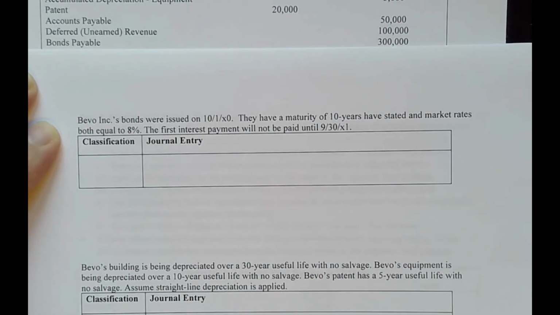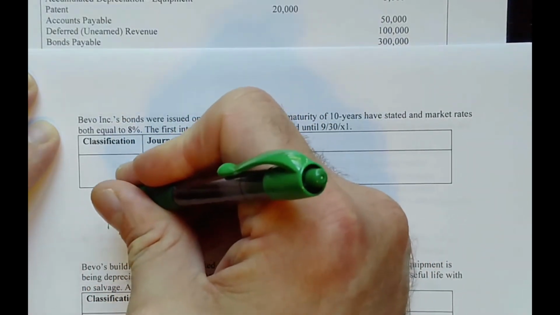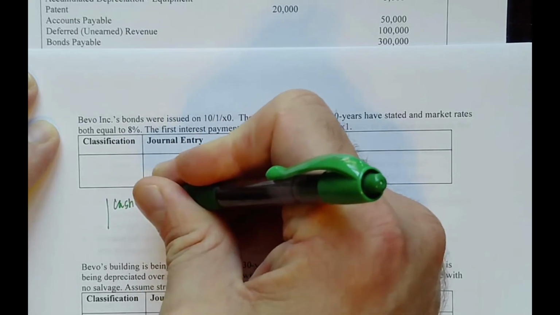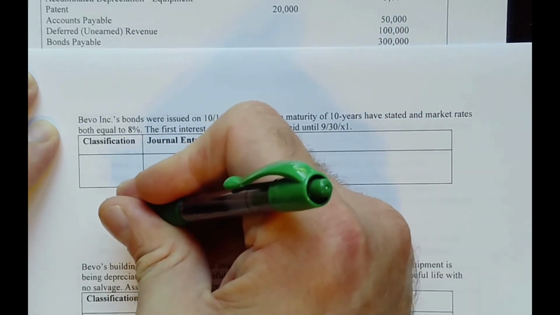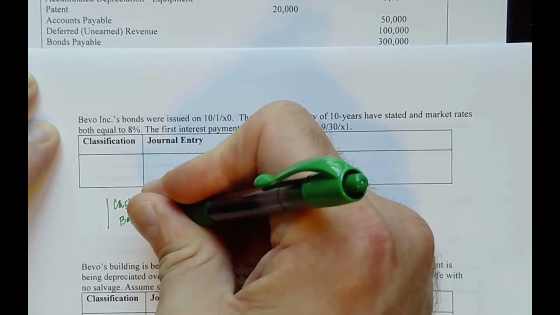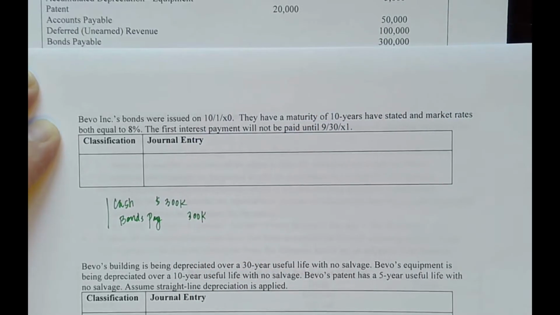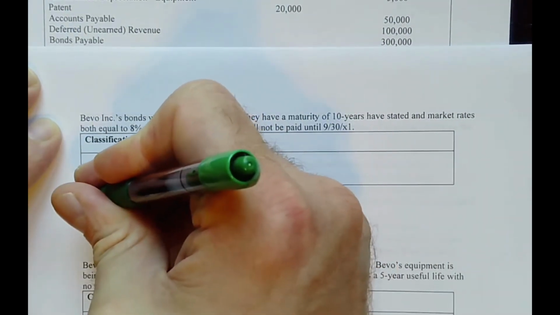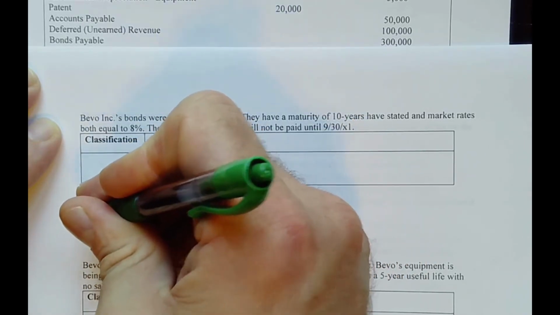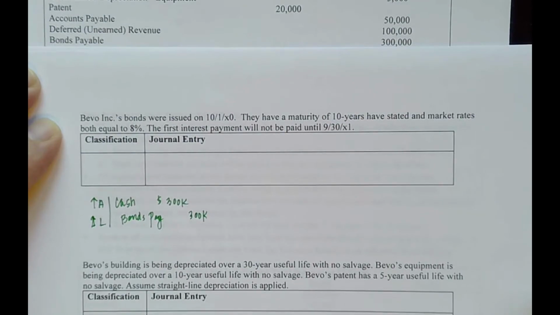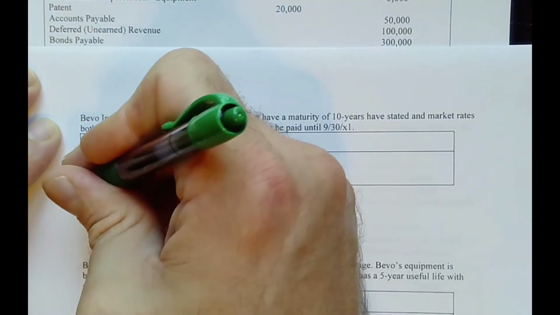When they were issued, the original entry would have looked something like this. We would have had cash for $300,000, and we would have recorded those bonds at $300,000. Of course, we're dealing with an asset. We're receiving cash. We are also incurring a liability because we're borrowing this money. We have a creditor giving us this money. This happened on 10/1/X0.